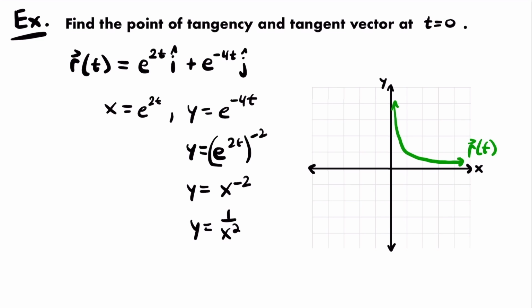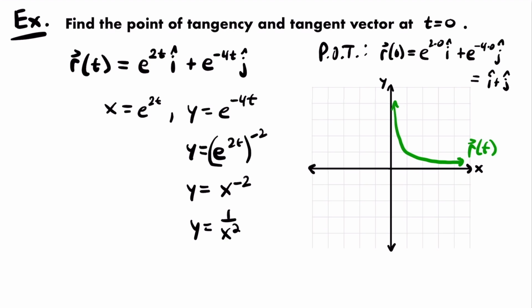Now what we want to do is find the point of tangency and the tangent vector at t equals 0 for this vector function. And so let's start with the point of tangency. To find that, we just have to plug 0 into the vector function. So we'll have r of 0 equals e to the power of 2 times 0 times i plus e to the power of negative 4 times 0 times j. Now, 2 times 0 is 0 and negative 4 times 0 is 0. So for both components, we have e to the power of 0, and anything to the power of 0 is 1.